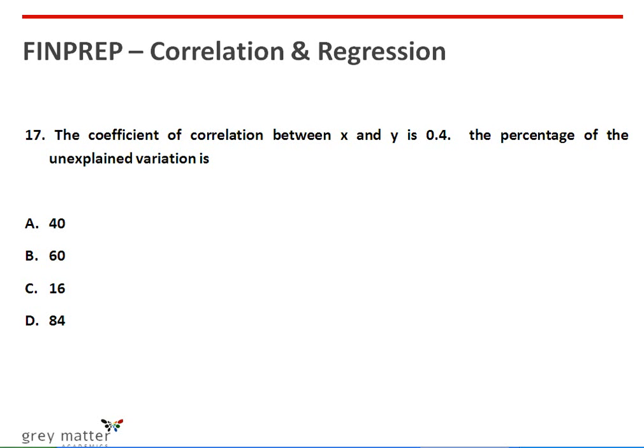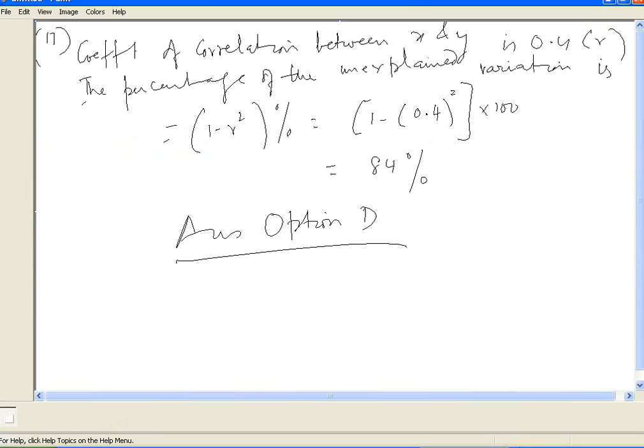17th question, which says the coefficient of correlation between x and y is given to be 0.4. We need the percentage of the unexplained variation. Going to our work area, coefficient of correlation between x and y is given to be 0.4, that is r equal to 0.4. The percentage of the unexplained variation is given by 1 minus r squared in terms of percentage, which works out to 84%. So the answer is option D.